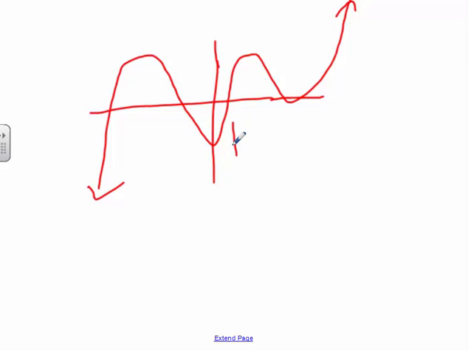Wherever x was 1, which would be right about here, this is where x would be 1. The slope right here must have been exceedingly high, very steep at that point. Right? And that slope obviously changes as the graph goes along.